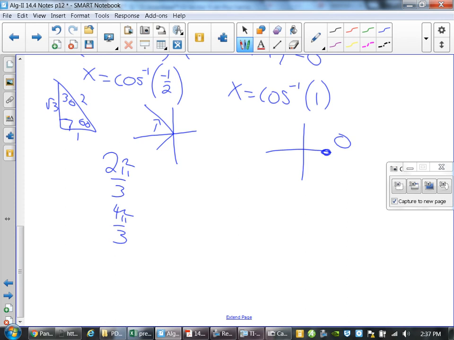So each one of these solutions, oh wait, I'm sorry. This was an interval problem, wasn't it? I don't have to do pi ends. Done. 3 answers.